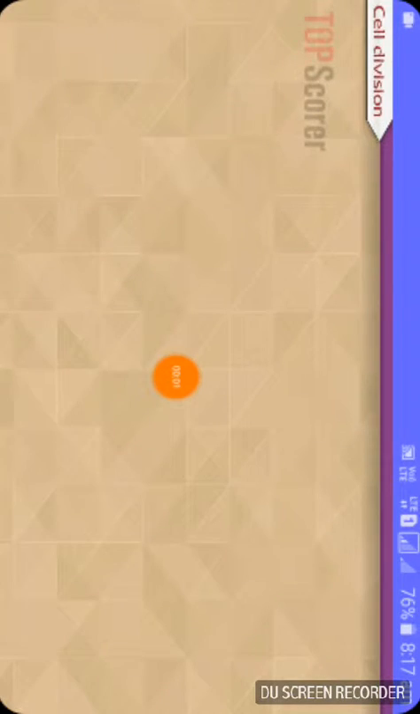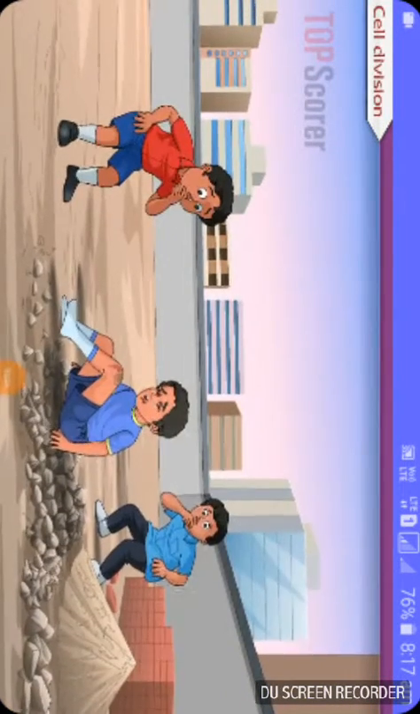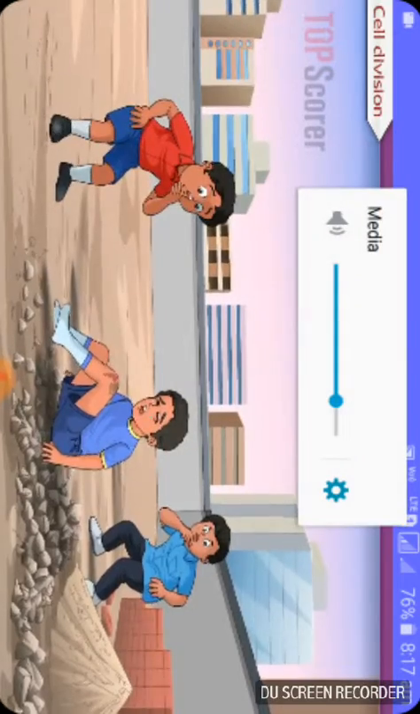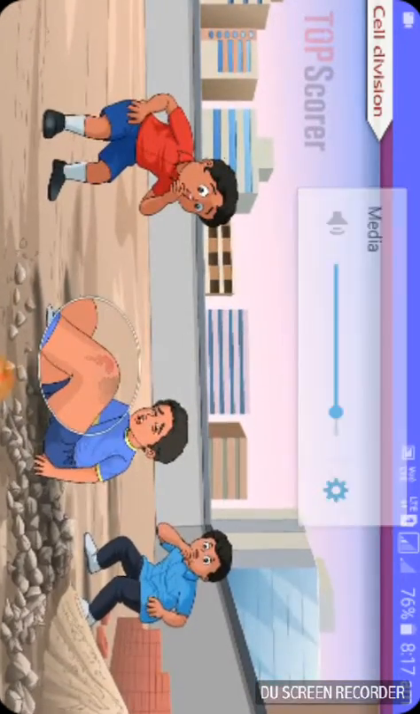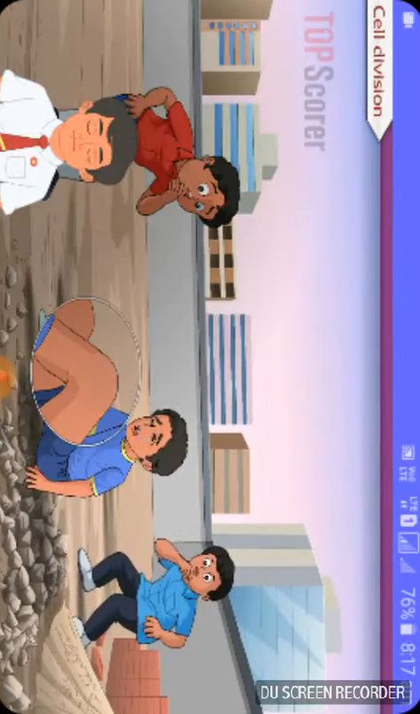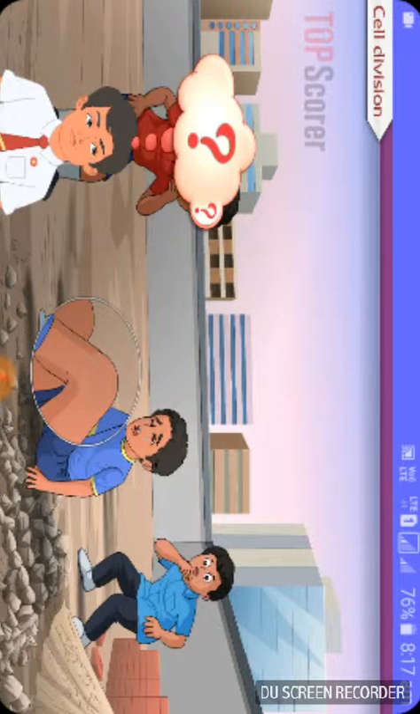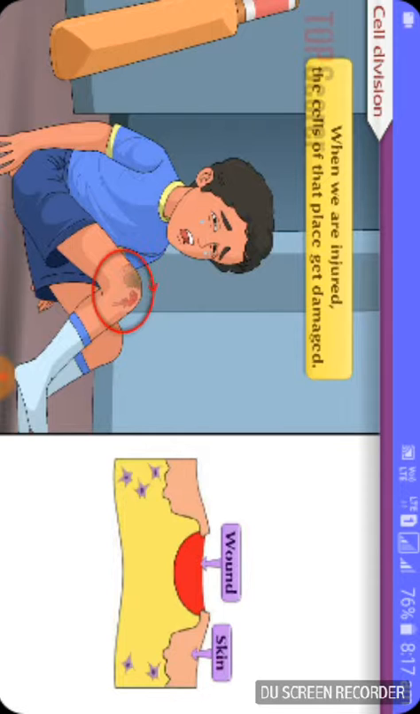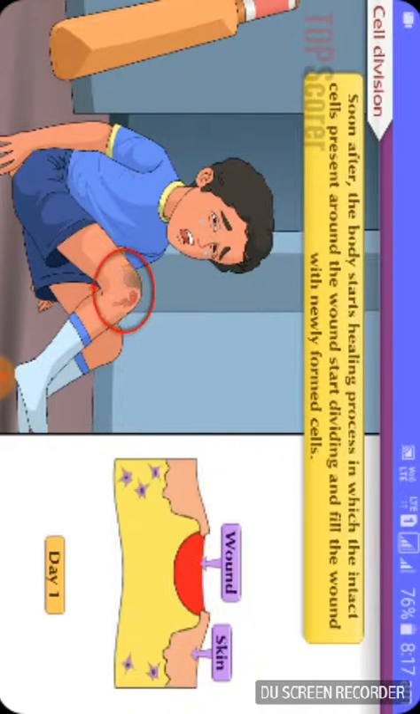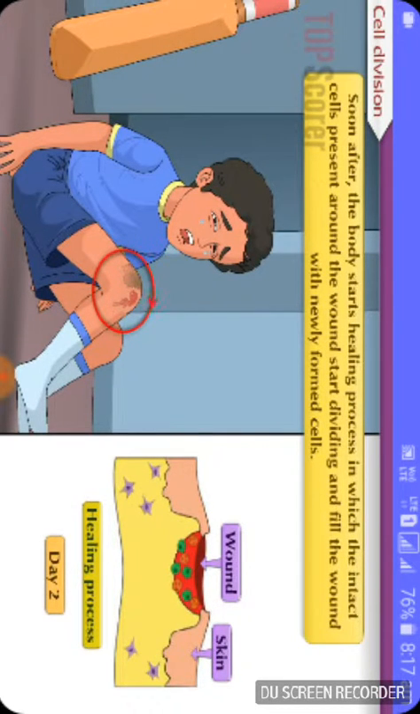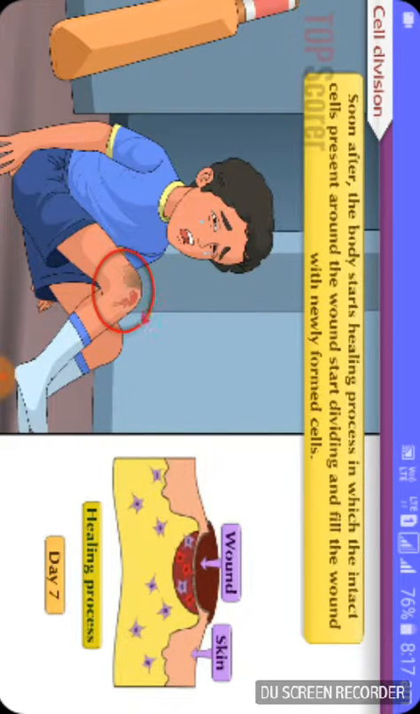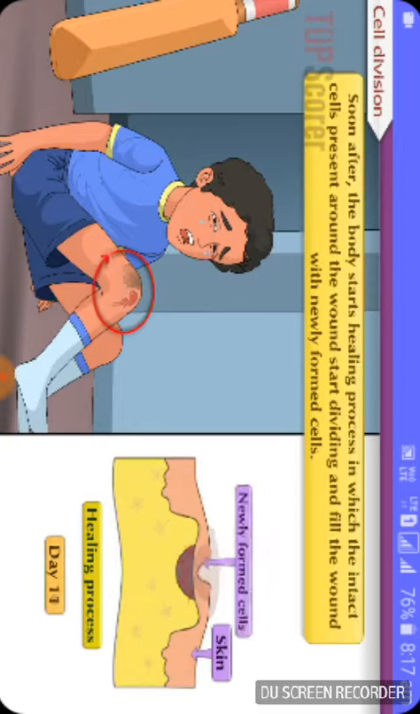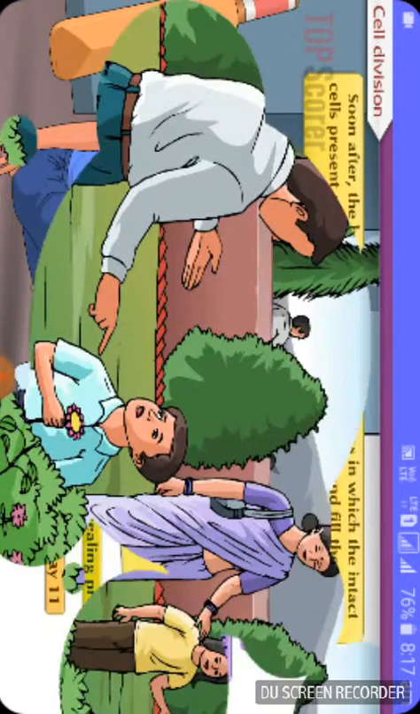Cell division. You might have noticed that whenever you get injured while playing, the wound gets healed after a few days. How? When we are injured, the cells of that place get damaged. Soon after, the body starts the healing process in which the intact cells present around the wound start dividing and fill the wound with newly formed cells.